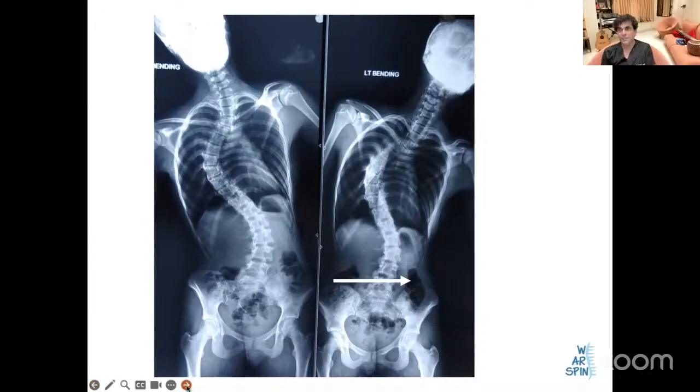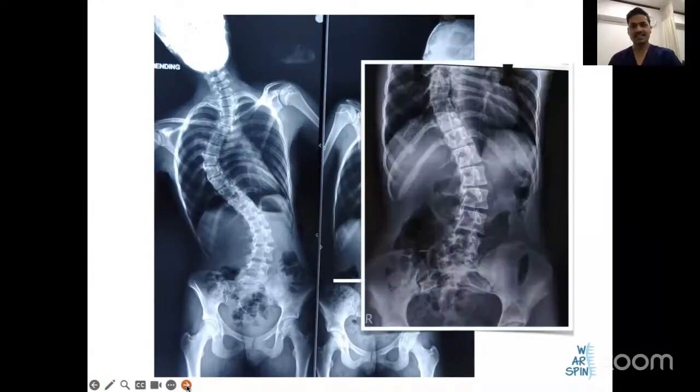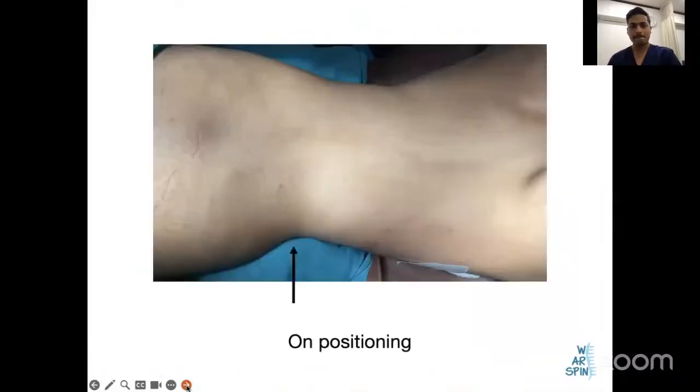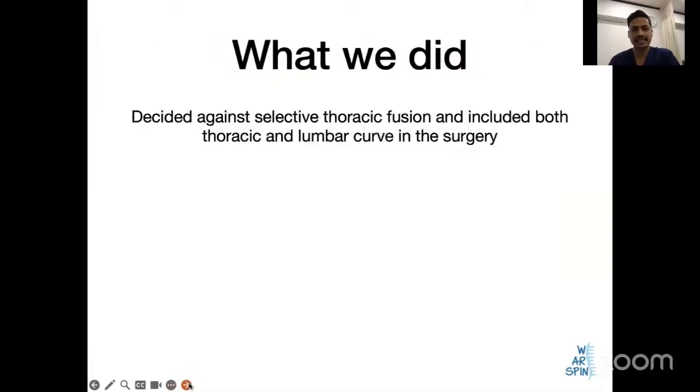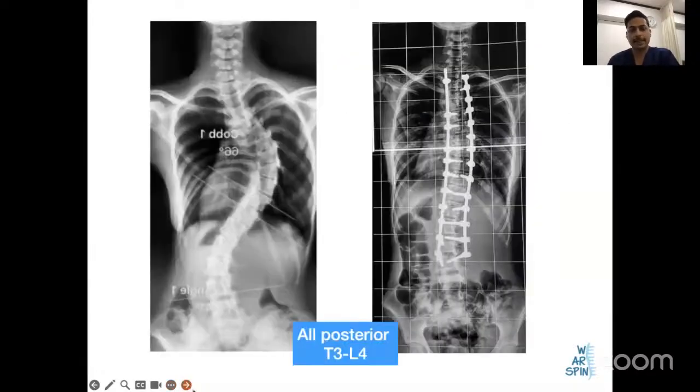Nishant? Yes. Next. So even after positioning, there was a greater amount of residual deformity there. So we went ahead and went the full hog. Next. So we went all posterior, T3 to L4, including both the curves.